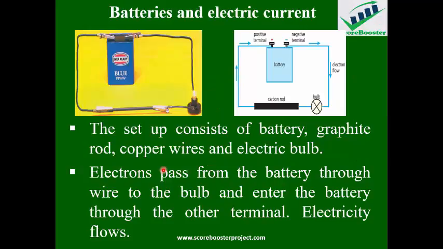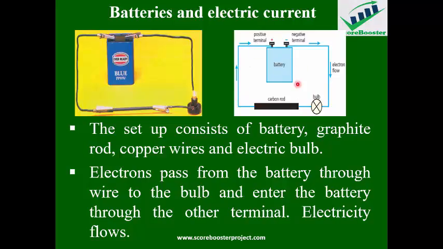The setup we see here consists of a battery. This is a battery. This is wires. This is a rod. This is a bulb. So schematically, this is what we have here. What we have here is the same as what is happening. This is our battery, this is the wire, this is the bulb, this is the carbon rod.